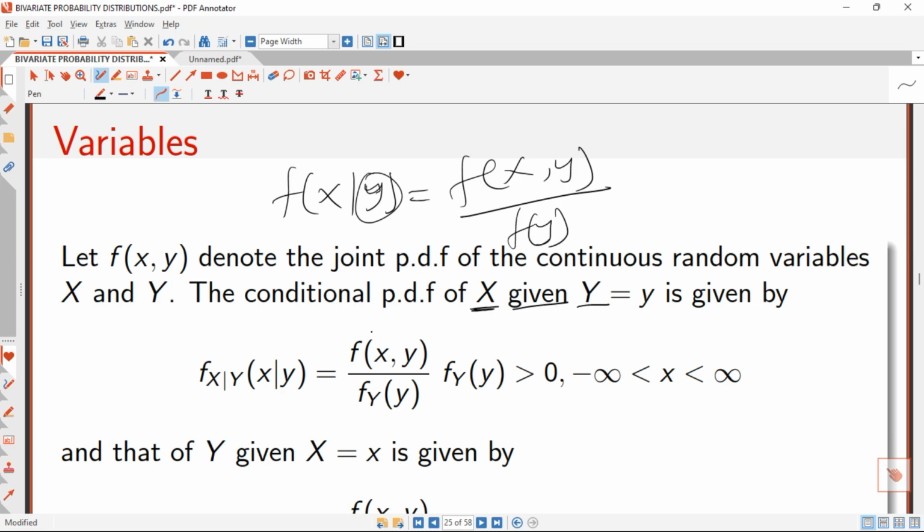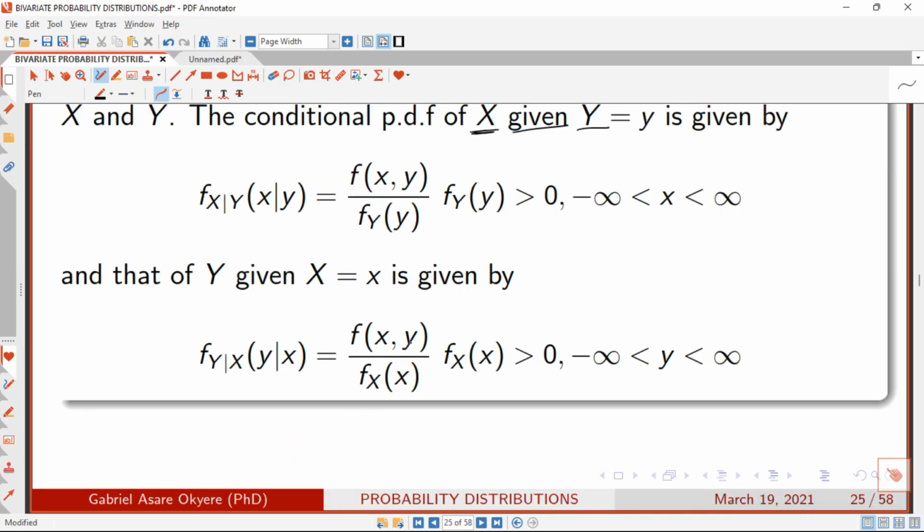And then an alternative way to also do this. We have an alternative way: if we interchange the X and Y, we are also going to get the conditional probability function of Y given X, which can be written as the conditional probability of Y given X. This can be expressed as the joint of X and Y divided by the marginal of X, since the given is X here. So that is how both of them can be expressed.